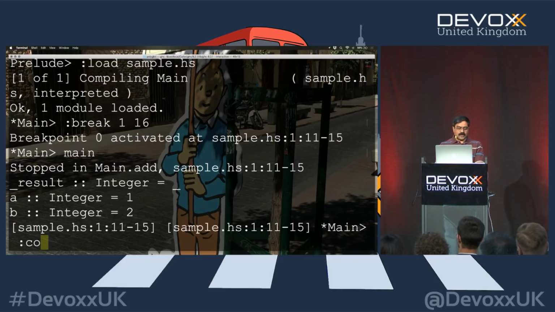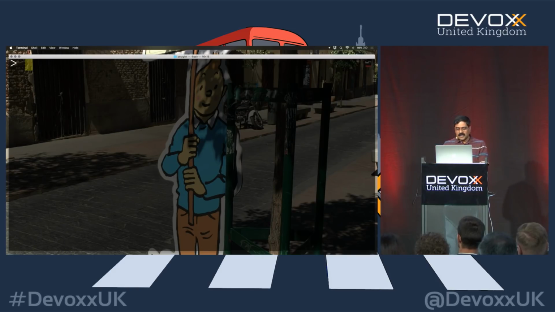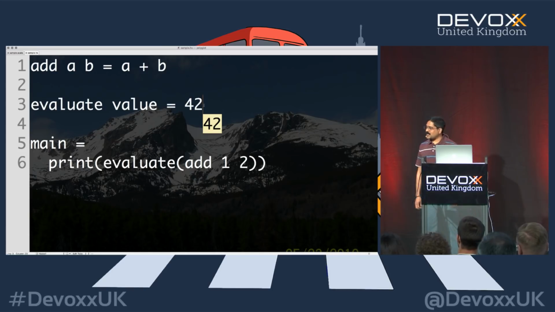Now I tell Haskell to continue, as you can see here, and you can see that the result is 3. So I took the pain to prove what is pretty obvious, which is the add function is being called. We were breaking right inside of that. But on the other hand, I go back to this code, and I'm going to return a value of 42 right here. When I execute the code, you notice the result is 42.